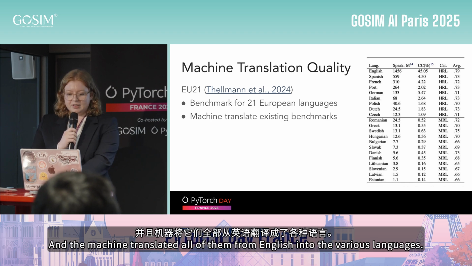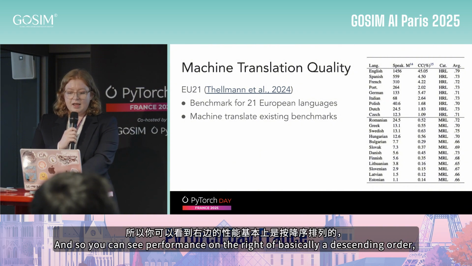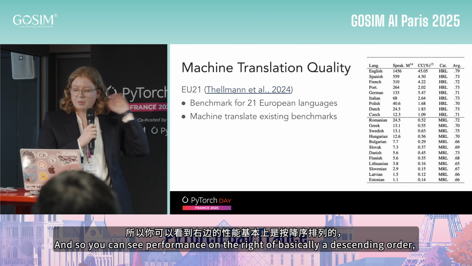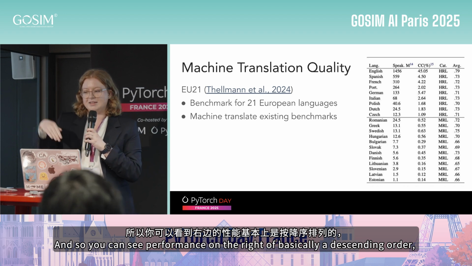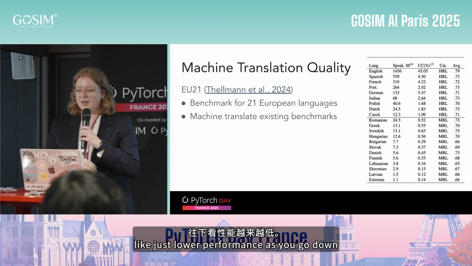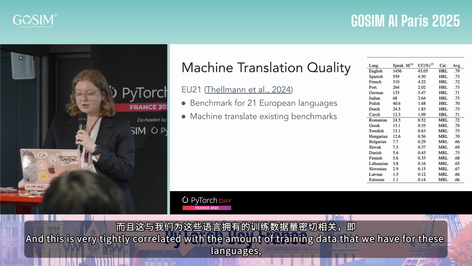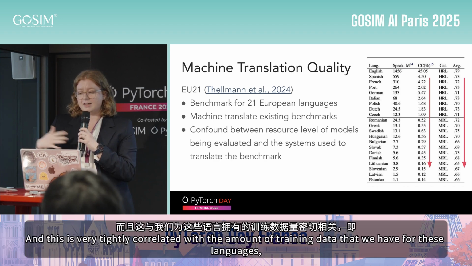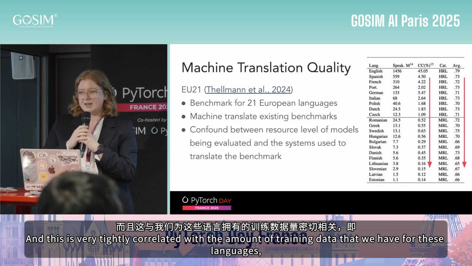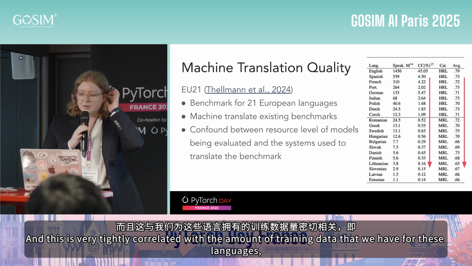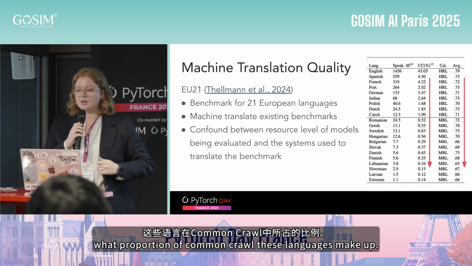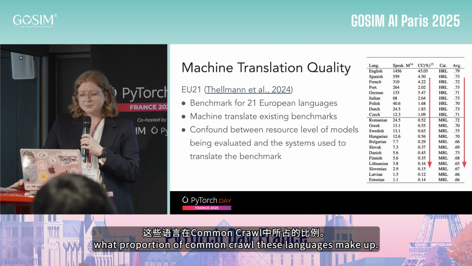And they machine translated all of them from English into the various languages. And so you can see performance on the right is basically in descending order, just lower performance as you go down. And this is very tightly correlated with the amount of training data that we have for these languages, what proportion of Common Crawl these languages make up.